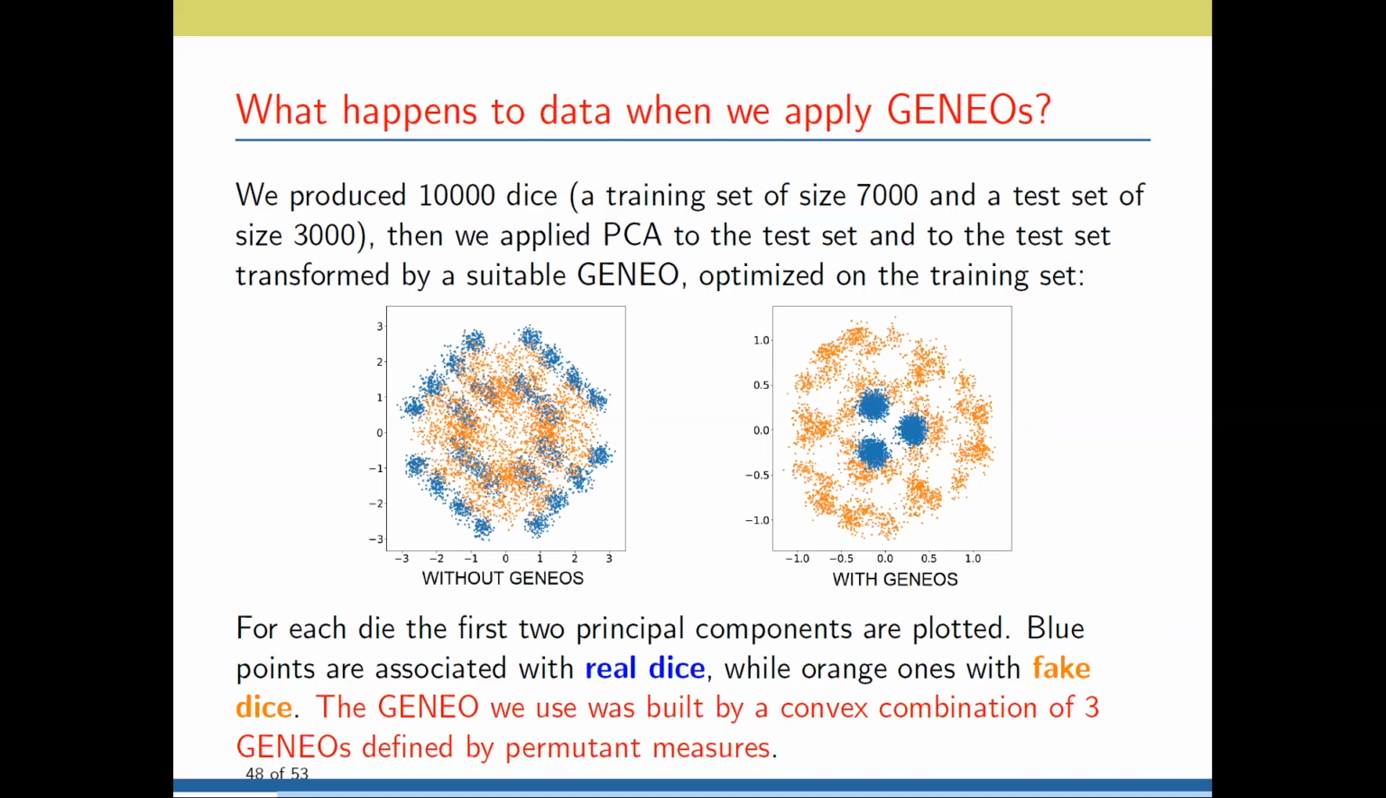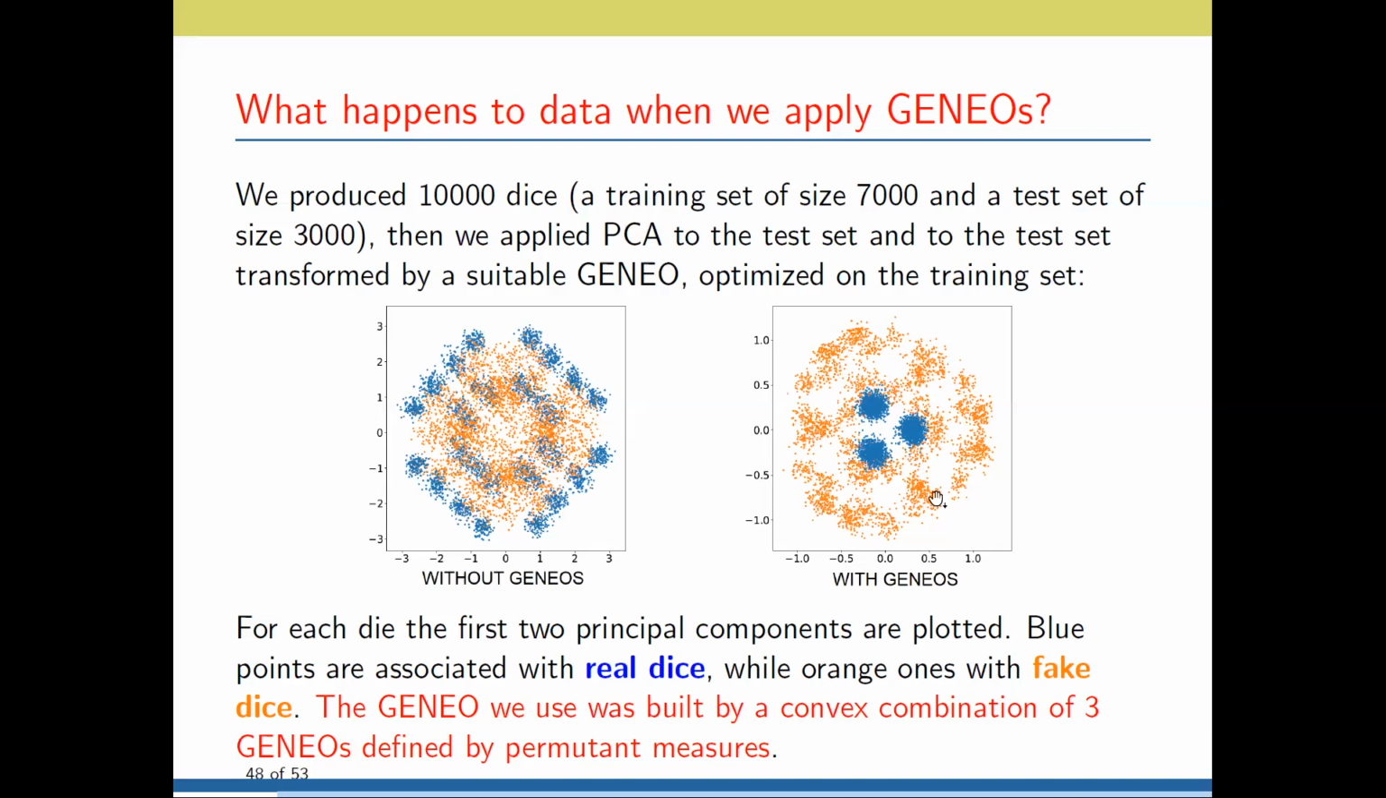Okay, so each die is transformed by PCA to a pair of numbers that is a point in the real plane. Have a look on the left. The orange points correspond to fake dice, and the blue points correspond to real dice. And you can see that they are mixed. There is no clear separation between fake dice and real dice. But if you apply a suitable GENEO, you obtain this picture on the right, where there is a pretty clear separation between the fake dice and the real dice.